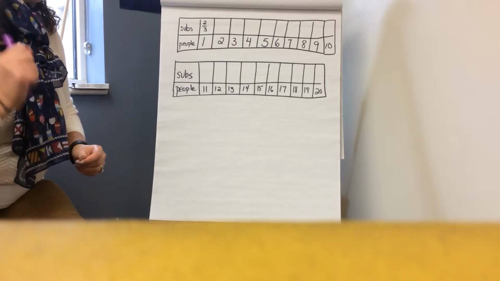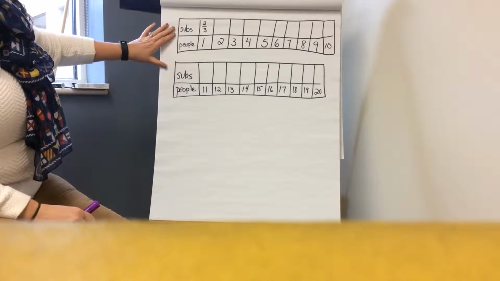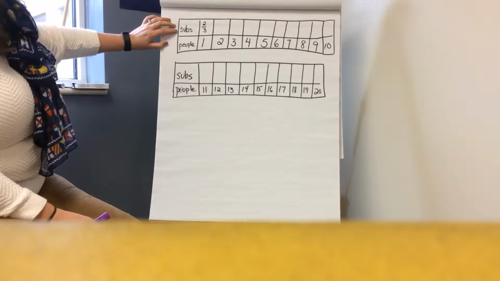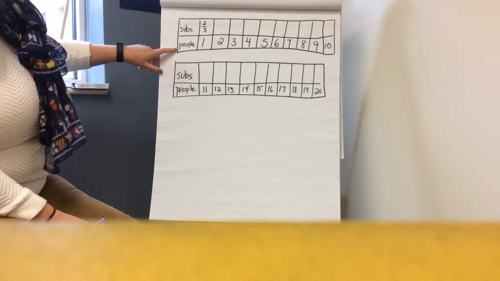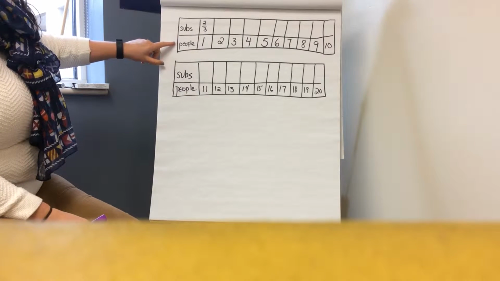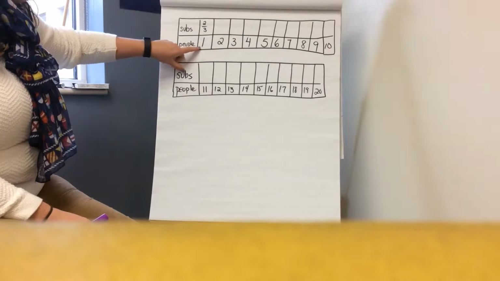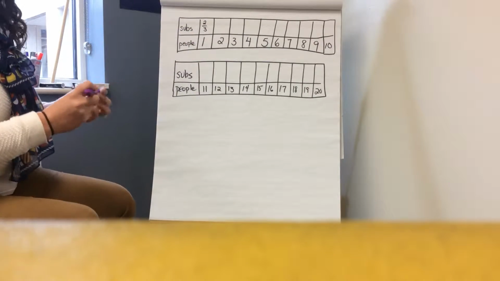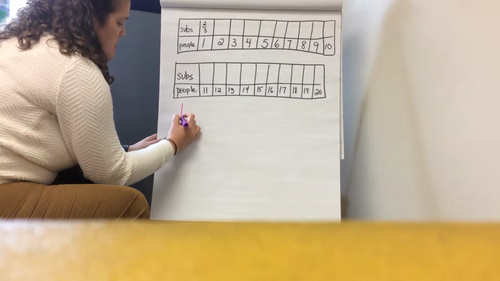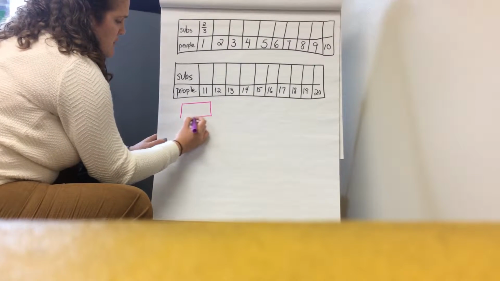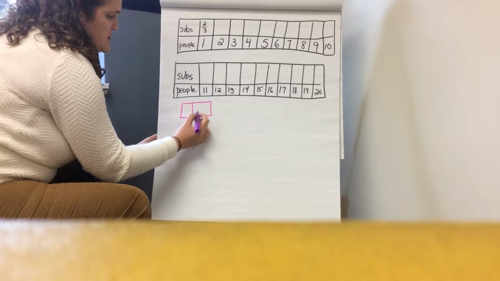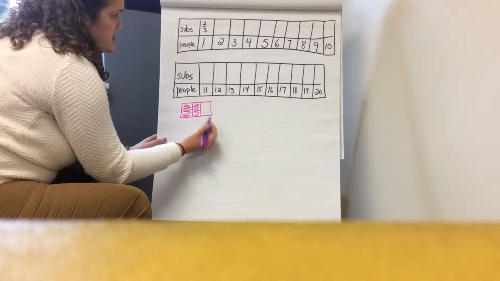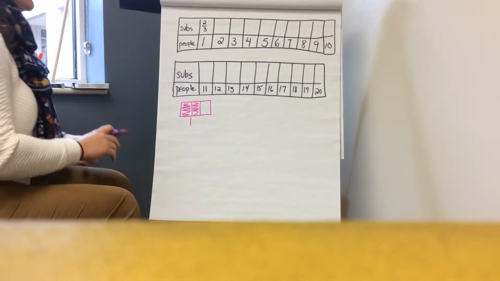Tonight for homework, your children will be working on solving a ratio table where there's a unit of subs and people. In this situation, one person is going to get 2/3 of a sub. You could model this by drawing one sub, splitting it into thirds, and shading in the two parts that would be what one person eats.